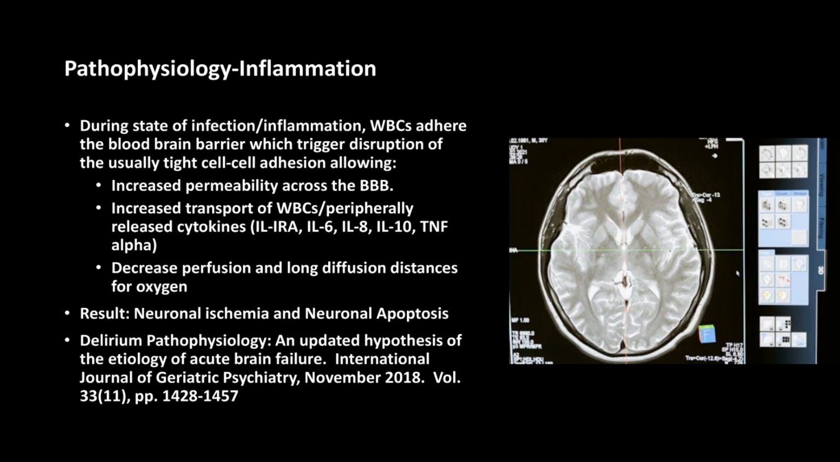Though this theory is supported by the pathophysiology described, we do know that delirium also occurs in settings outside of those of infection and inflammation. So the inflammation theory alone cannot describe the pathophysiology of delirium.